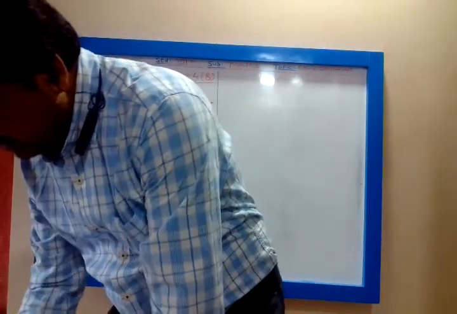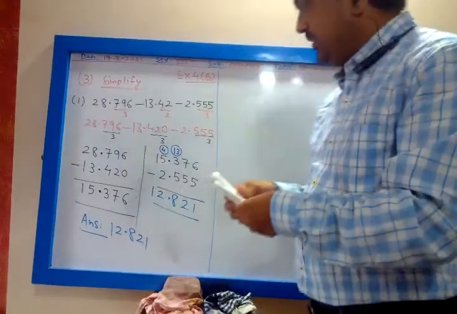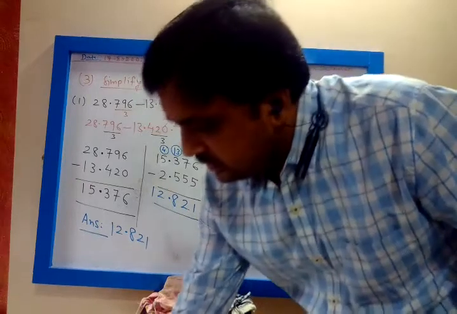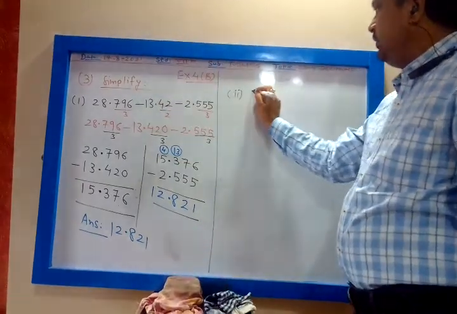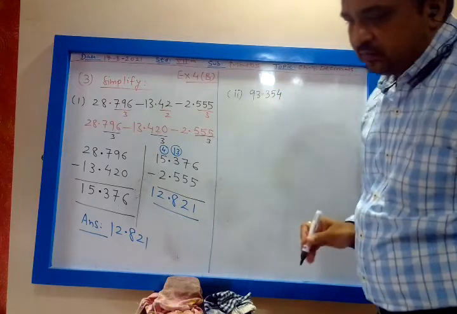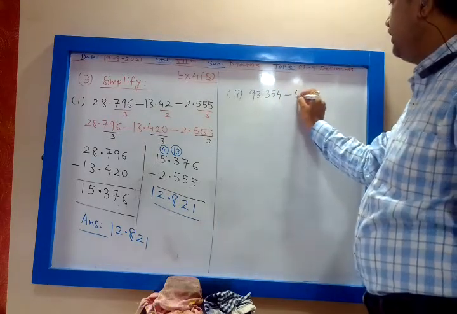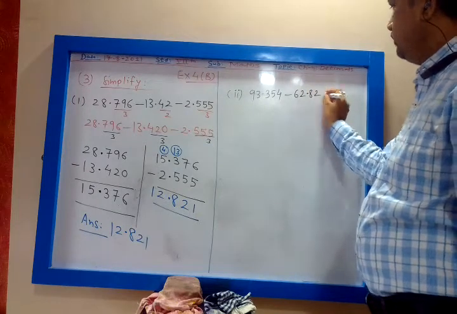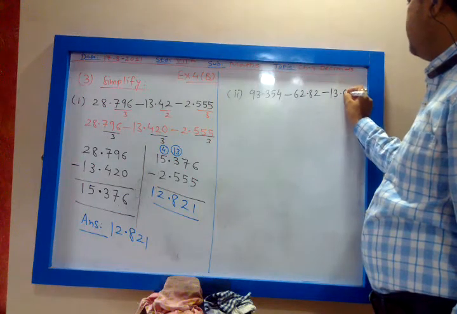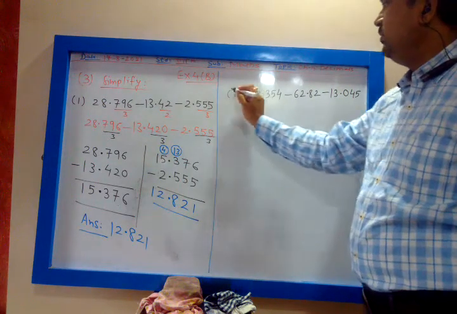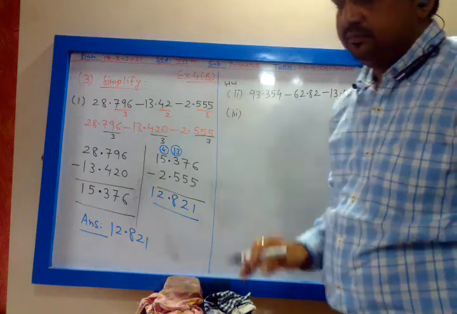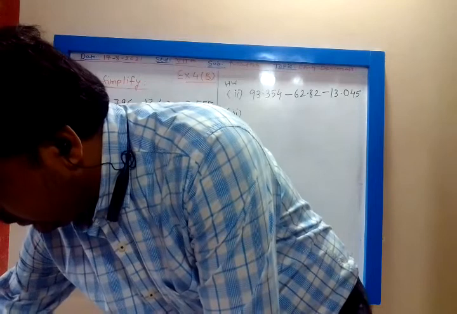Then in the same way you have to do, let me write the second problem. Second one, 93.354 minus 62.82 minus 13.045. Okay, same problem. So this will be homework. Same problem, nothing else, no more difference.